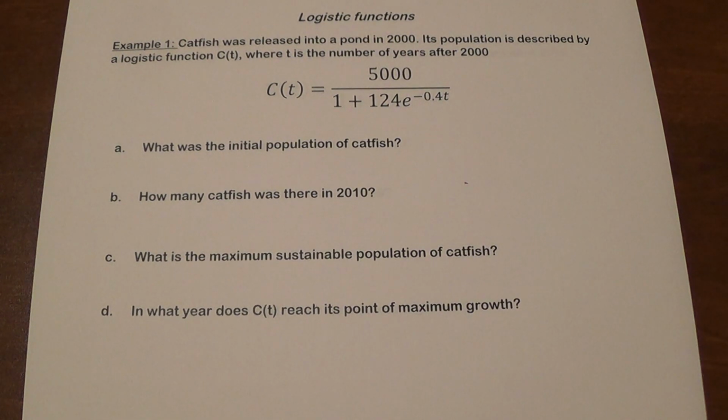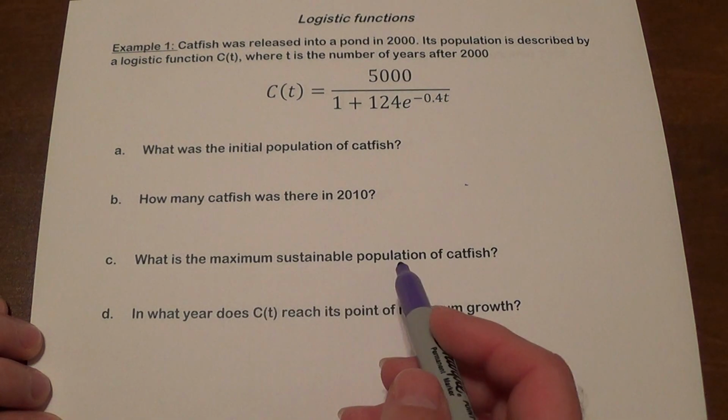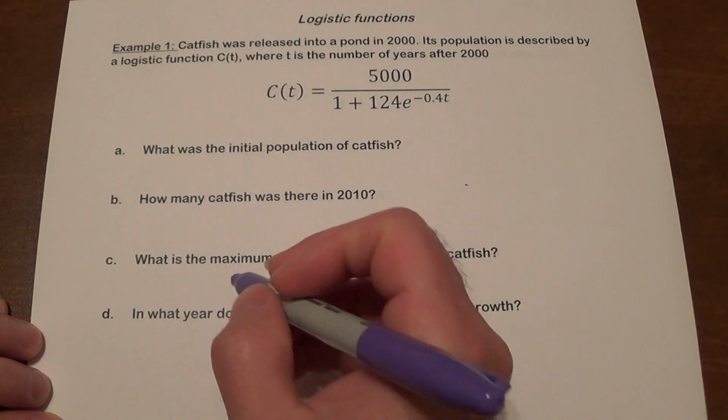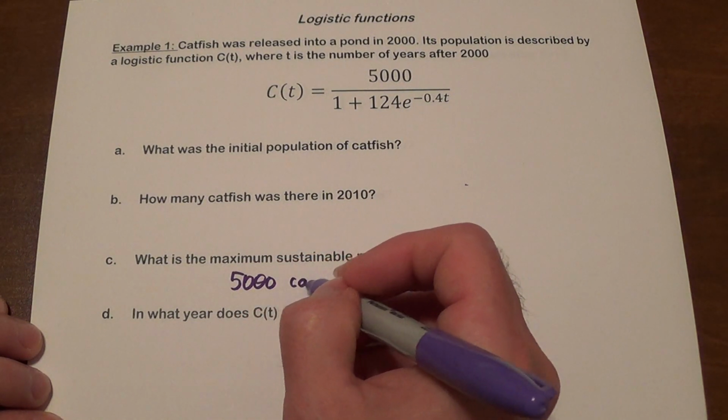Well, one question we can answer without doing any math is C. The maximum sustainable population is going to be the top value. So it's going to be 5,000 catfish.